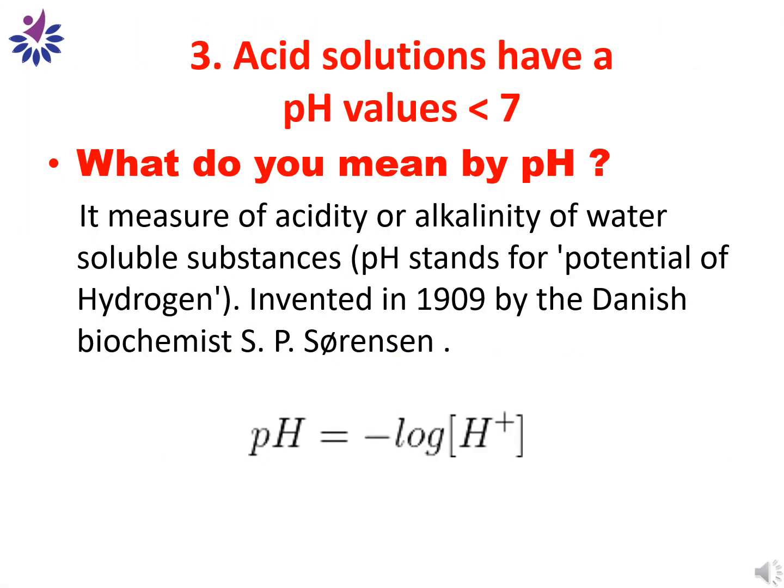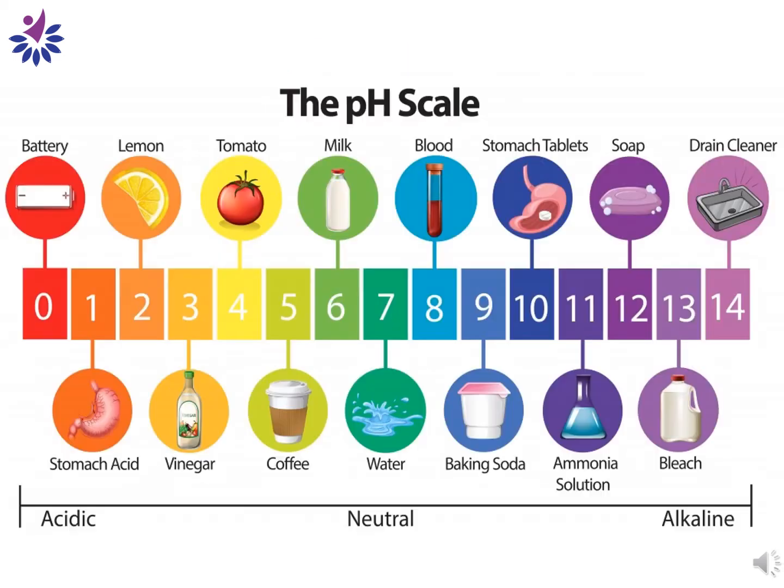The third physical property of acids is that they have a pH value less than 7. Now, to understand this, first let us see what pH is. It was invented in 1909 by Danish biochemist S.P. Sorensen. It is a measure of the acidity or alkalinity of water-soluble substances. The full form of pH is potential of hydrogen. In other words, it measures acidity or basicity, or how acidic or basic a solution is.